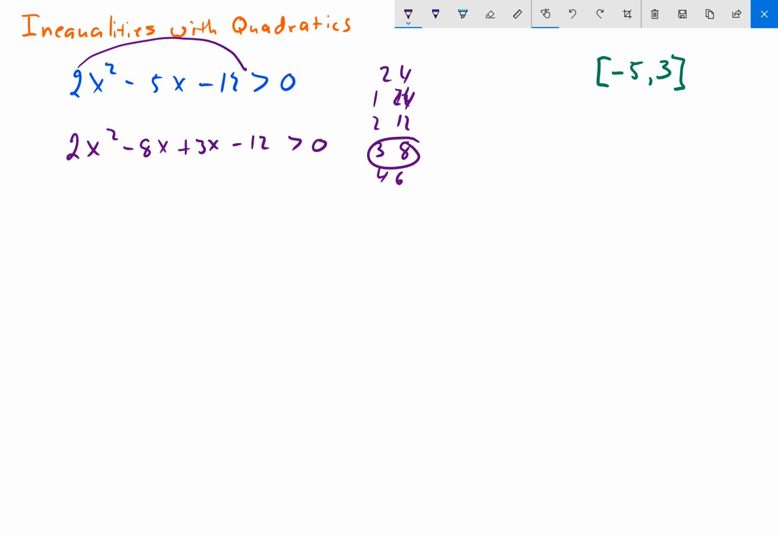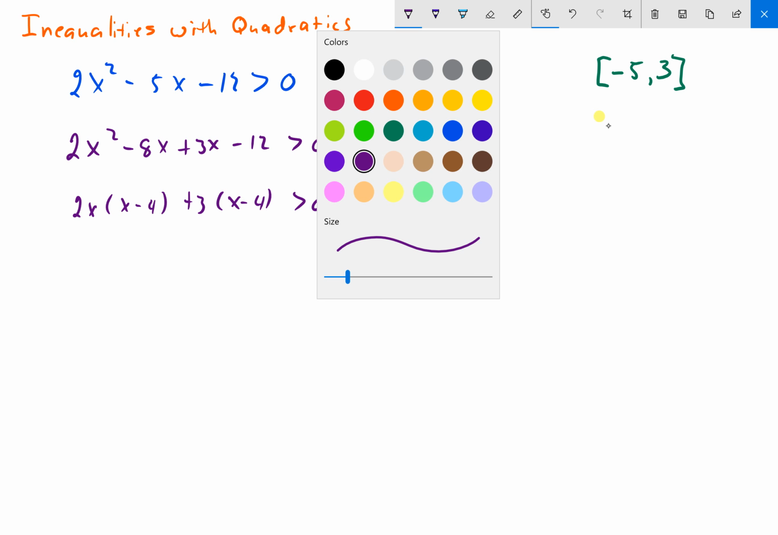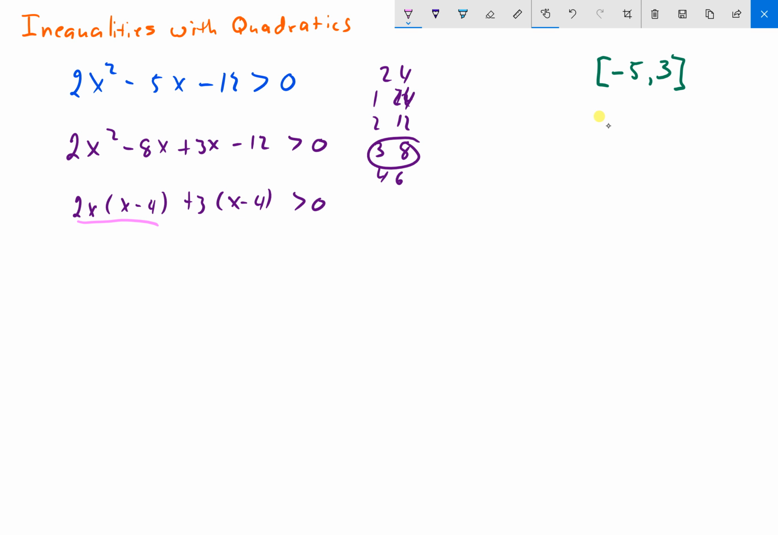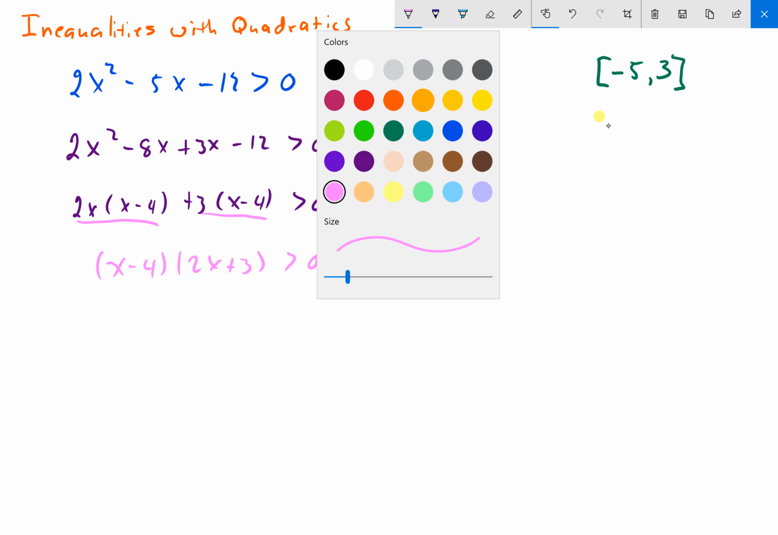I'm going to try to clear some of this up. And so now I can remove a factor here. I get x minus 4. Here I'm going to pull out a 3. And I get x minus 4 greater than 0. So now I get here are my two groups. I'm going to factor out an x minus 4. And that leaves me with 2x plus 3. It's greater than 0.